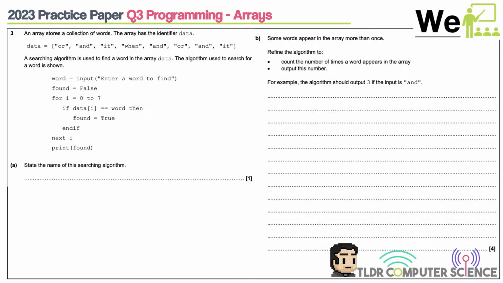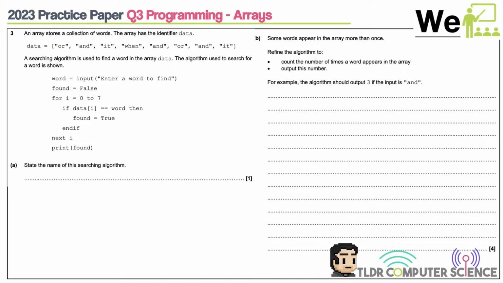What do we call this? It starts at the beginning. It searches each of the words in turn as it goes along. What kind of searching algorithm is that? Well, what are the two searching algorithms? Linear search and binary search.